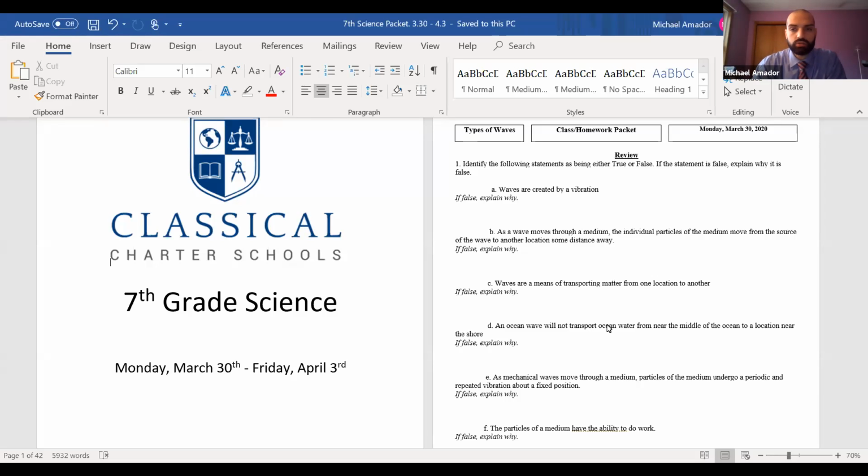I know that you may need to use a piece of loose leaf or scrap paper to do this. Please do that. Let's take about 3 minutes on the review. Remember that if it's false, explain why it's false. So correct it or explain why it's false.